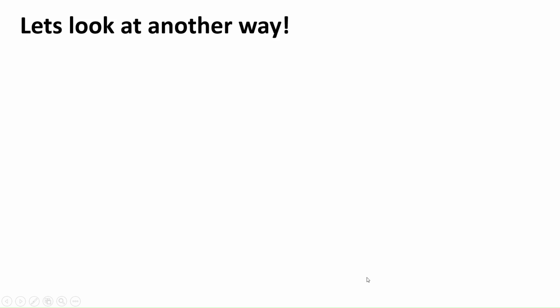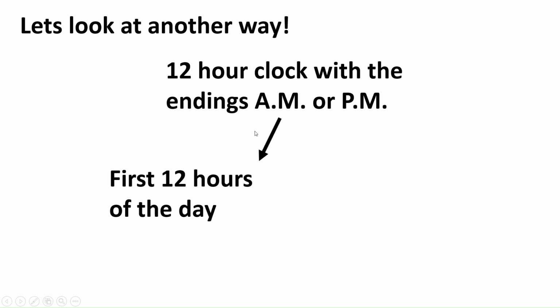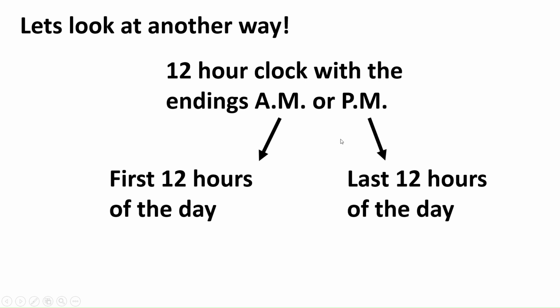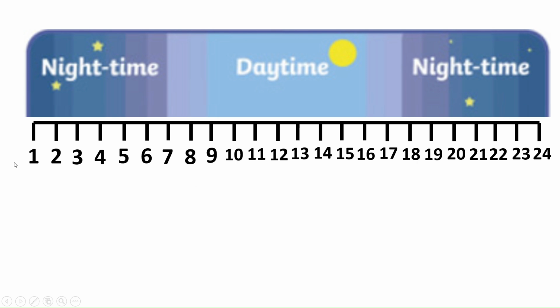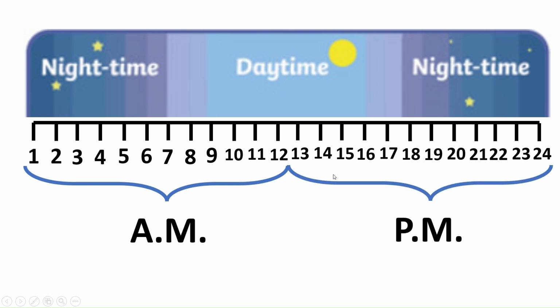However, there is also another way we can tell whether it's day or night using the digital time. This is by using the 12-hour clock, but with different endings called AM or PM. The ending AM refers to the first 12 hours of the day, and the ending PM refers to the last 12 hours of the day. Let's see what I mean by this. Let's go back to this timeline. We can see that the first 12 hours represent AM and the last 12 hours represent PM.